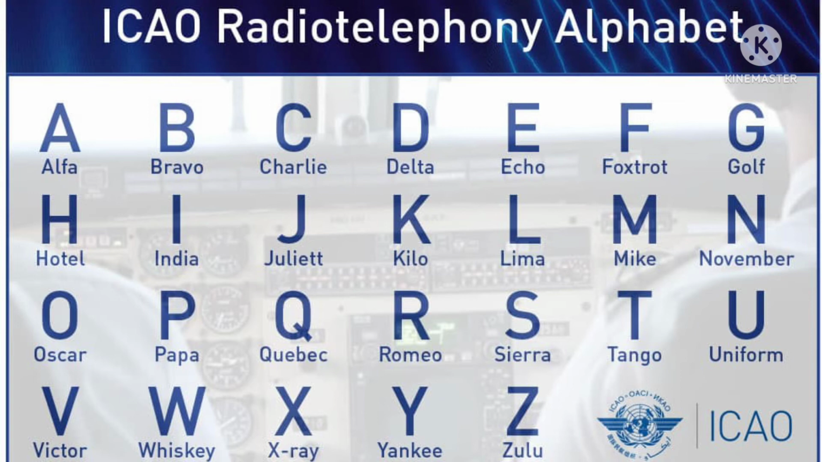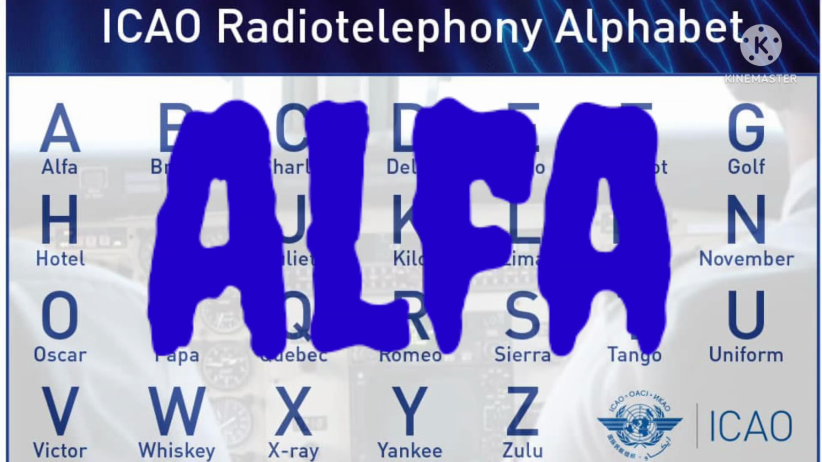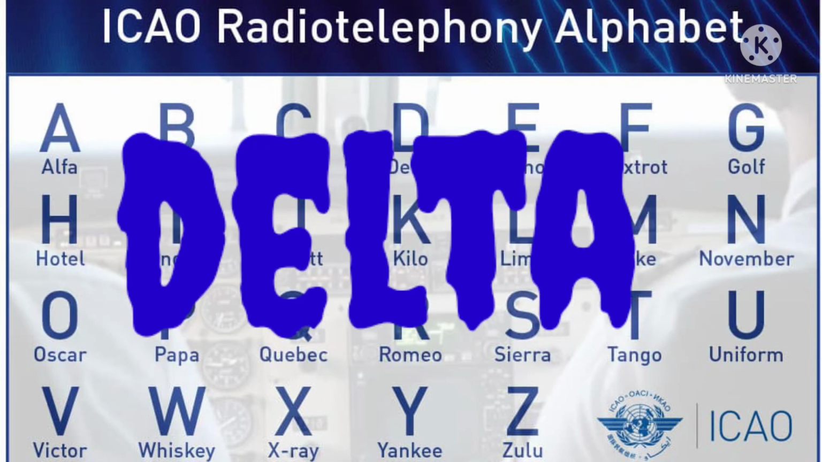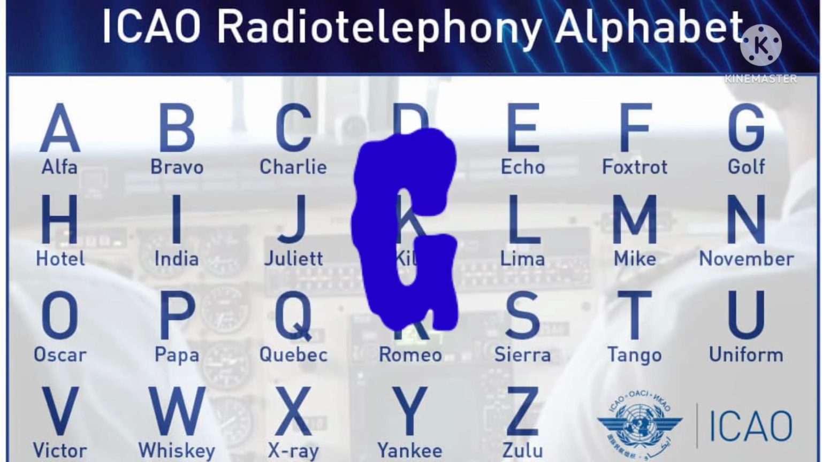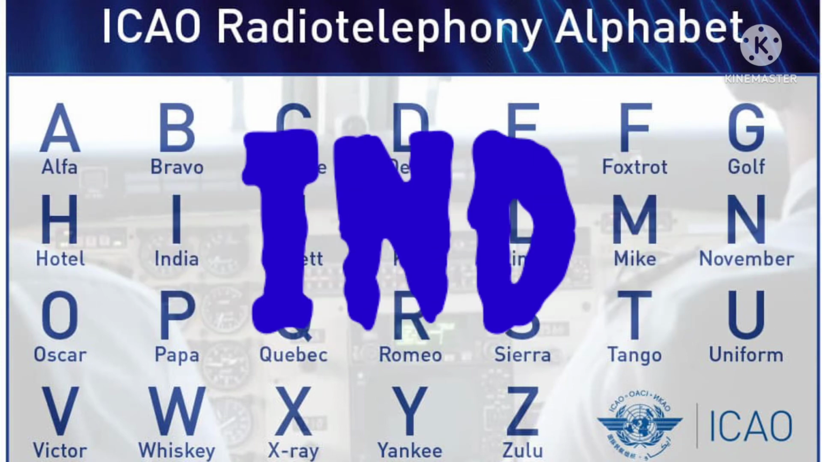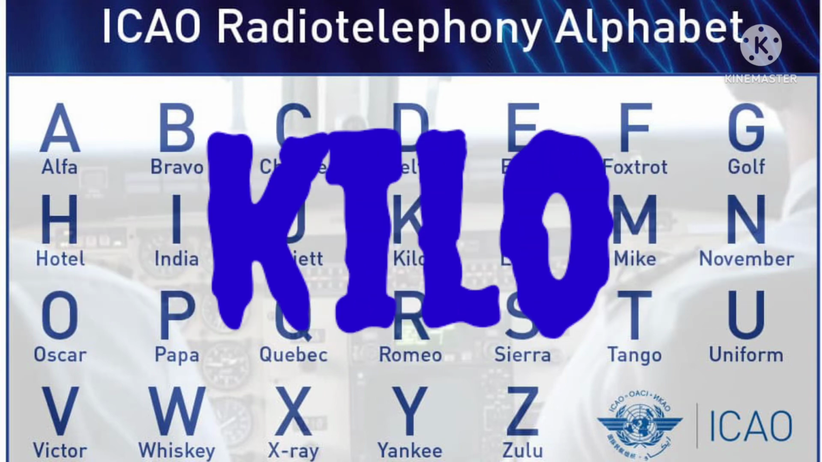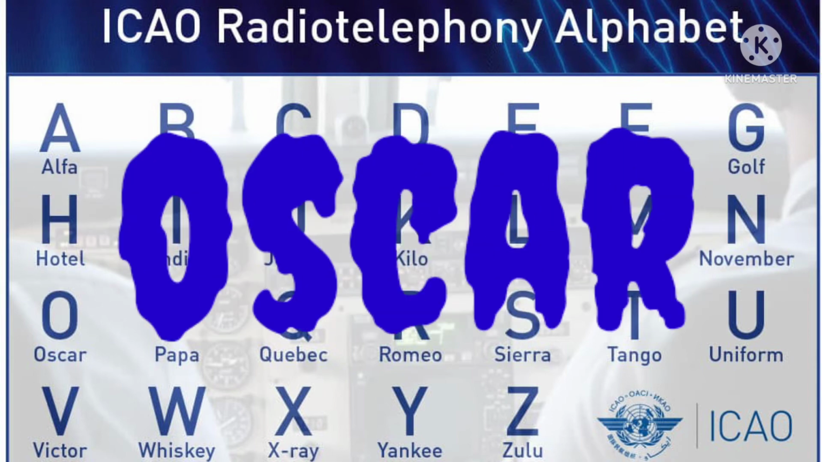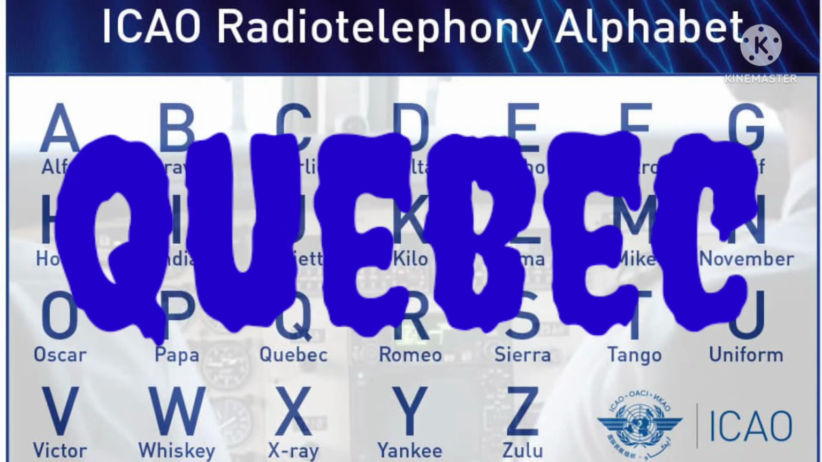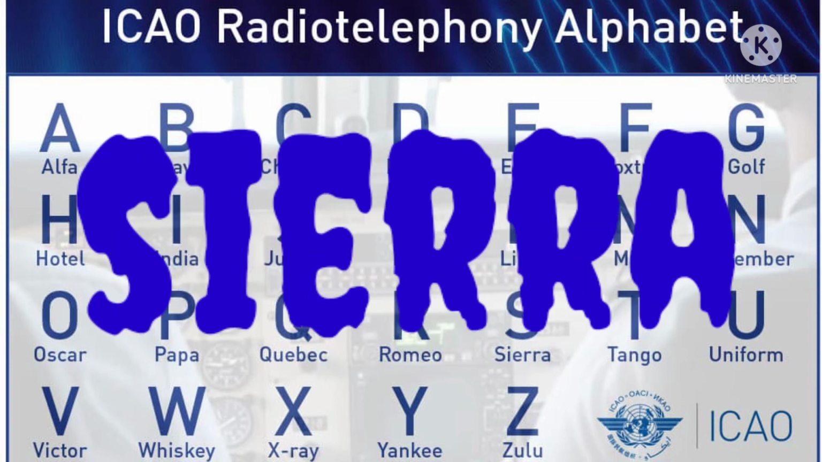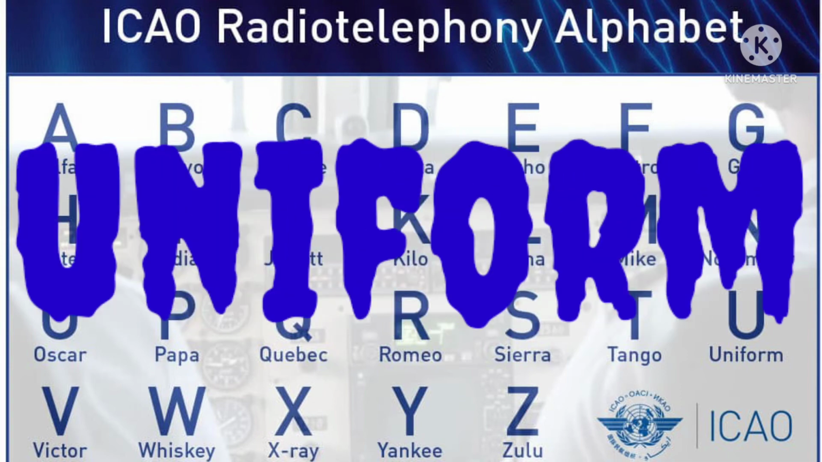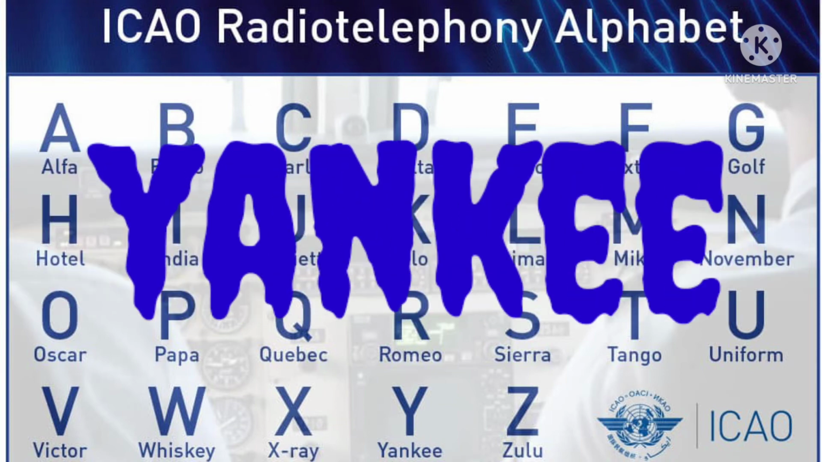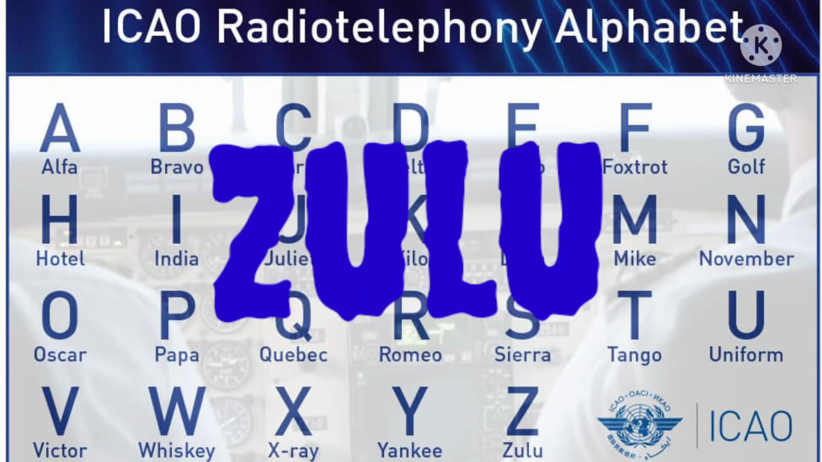Everyone look at the screen and say with me. A is for Alpha, B is for Bravo, C is for Charlie, D is for Delta, E for Echo, F for Foxtrot, G for Golf, H for Hotel, I for India, J for Juliet, K for Kilo, L for Lima, M for Mike, N for November, O for Oscar, P for Papa, Q for Quebec, R for Romeo, S for Sierra, T for Tango, U for Uniform, V for Victor, W for Whiskey, X for X-ray, Y for Yankee and last is Z for Zulu.